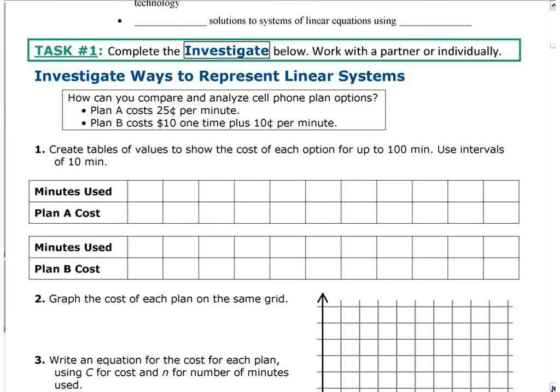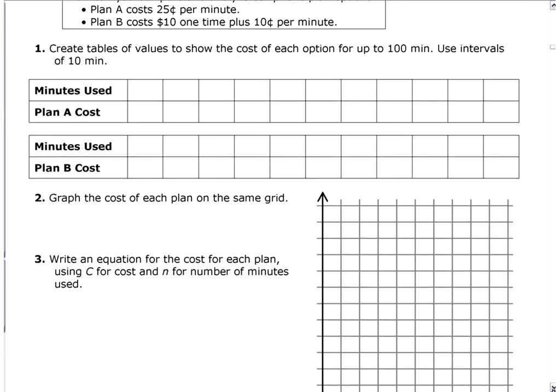The first thing here with the cell phone plans, basically what you did is you said minutes used 0, 10, 20, and so on, and you found the cost. I'm not going to fill the whole thing out, but you should have found that plan A, 25 cents per minute with no fee at the beginning: you use 0 minutes, you pay 0. But if you use 10 minutes, how much do you pay? $2.50, right? And this is $5, and it goes up pretty quickly.